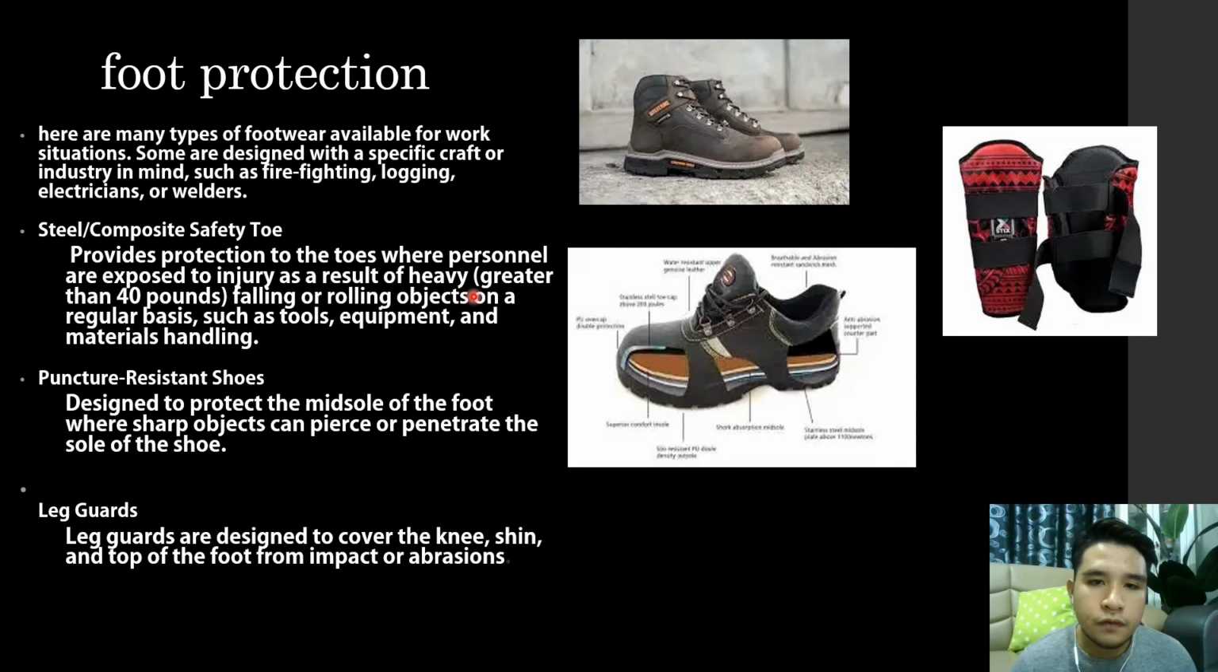For steel composite safety toe, it provides protection to the toes where personnel are exposed to injury as a result of heavy, greater than 40 pounds, falling or rolling objects on a regular basis, such as tools, equipment, and material handling. And for puncture resistant shoe, this shoe is designed to protect the midsole of the foot where sharp objects can pierce or penetrate the sole of the shoe. And the last one is leg guard. Leg guards are designed to cover the knee, shin, and the top of the foot from impact or abrasions.